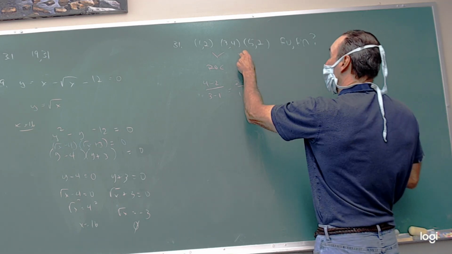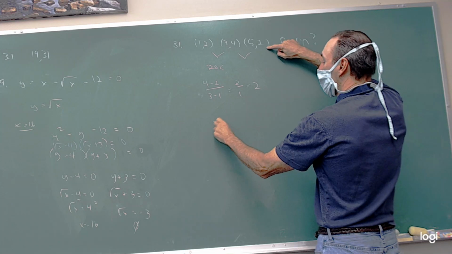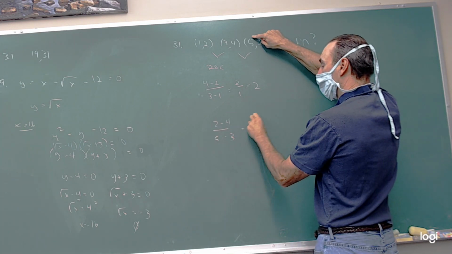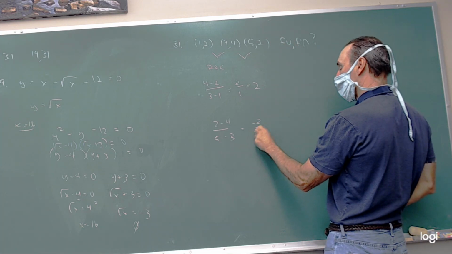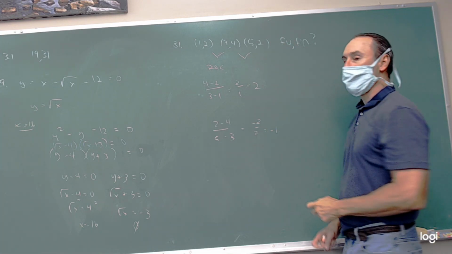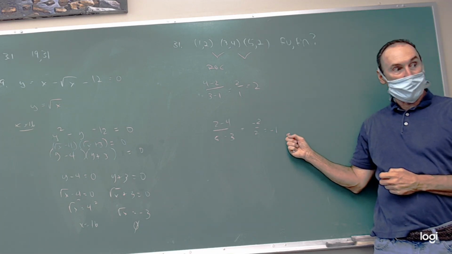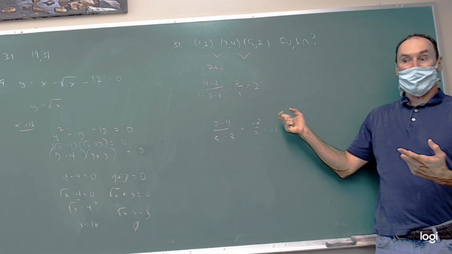Now we do the rate of change here, and we're going to get 2 minus 4 over 5 minus 3. So that's a negative 2 over 2, which is a negative 1. So we can see the rate of change is going from 2 to negative 1. So is the rate of change increasing or decreasing?